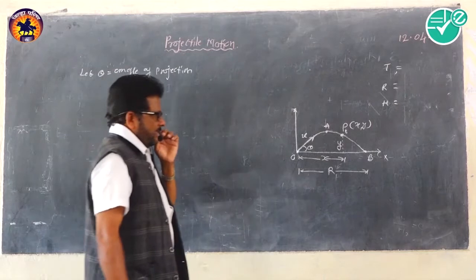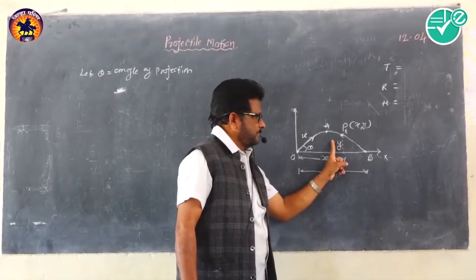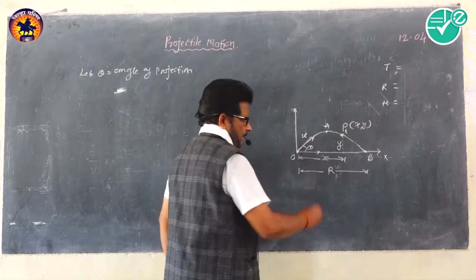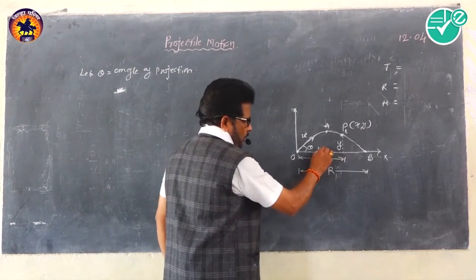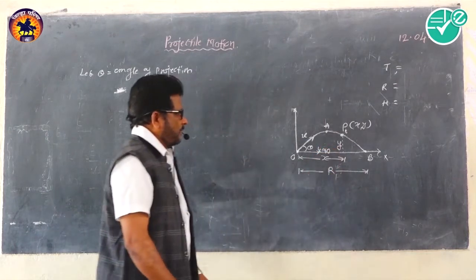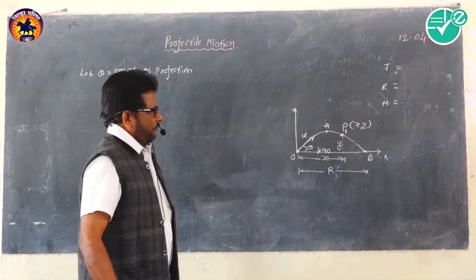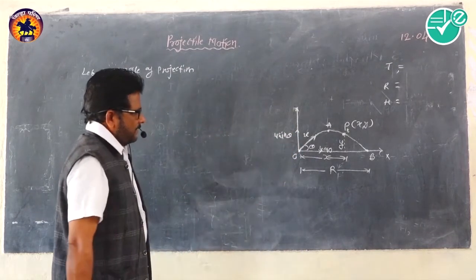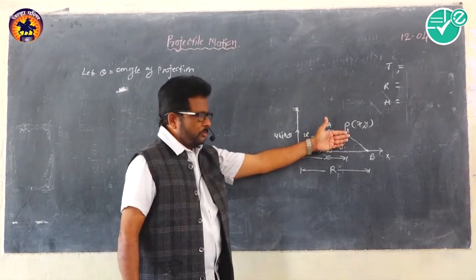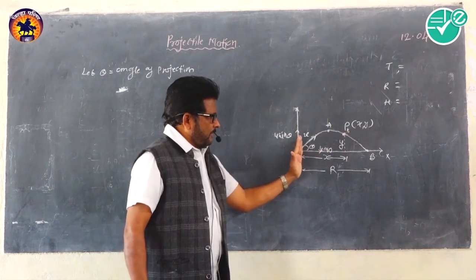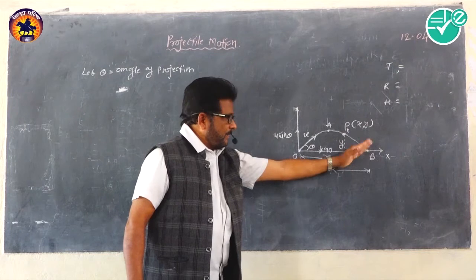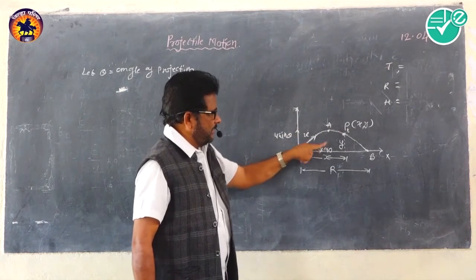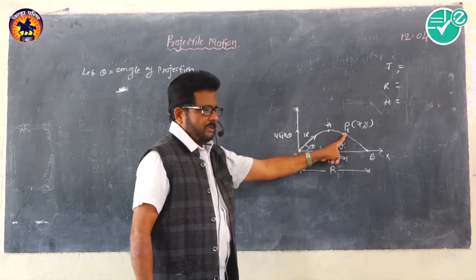Now, in case of projectile, we know this velocity can be resolved into two components. The component along the x direction is u cos theta, while its component along the y direction is u sin theta. That means this motion is a combination of the two. When the projectile moves in this way, it travels the horizontal distance as well as vertical distance.